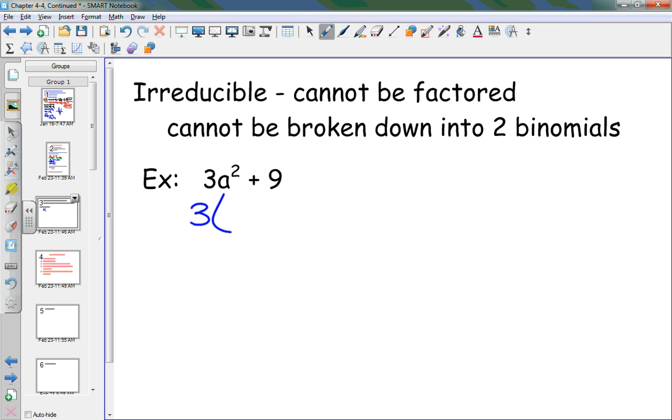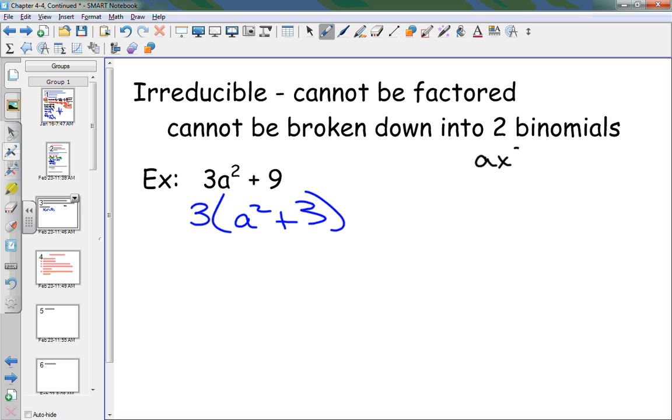When I pull that out, what operation am I using again? Division. So what's 3a squared divided by 3? a squared, sorry. What's 9 divided by 3? 3. Now, look at this. This looks a little different, doesn't it? My variables change. What's my variable normally? X. It's a squared. Is that okay?